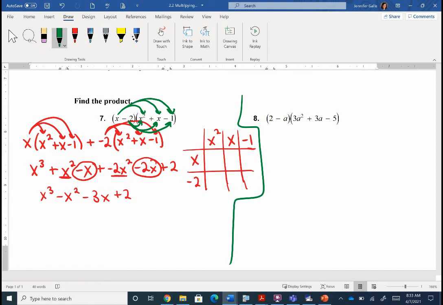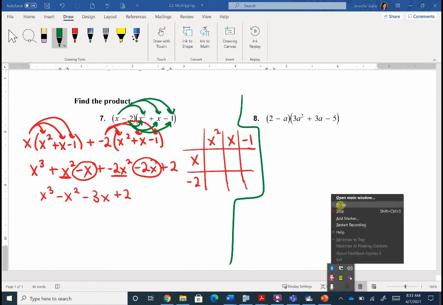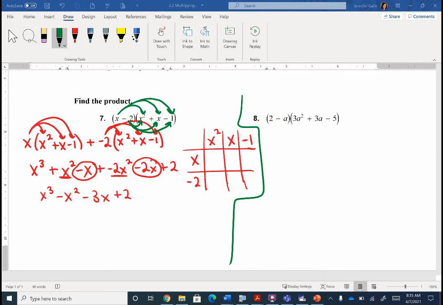Try out question 8. Your choice, 100% your choice. You can choose whatever method you like, guys. I'm just going to go up here. I'm just going to write the 6 terms you should start with. You might not have them in the same order that I do, and that's okay.